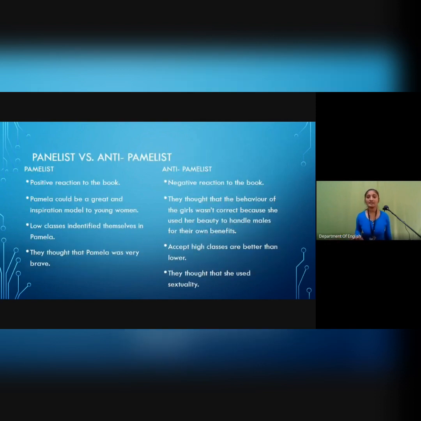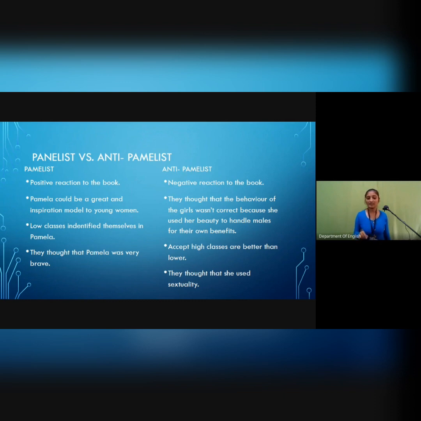And I am dealing with the Pamelists and the anti-Pamelists. Two groups are there. Pamelists are in favor of Pamela, and anti-Pamelists are against Pamela. The Pamelists show a positive reaction to the book. They show the side of positivity, and anti-Pamelists have a negative reaction to the book.